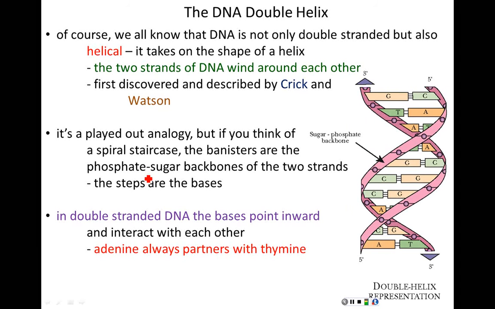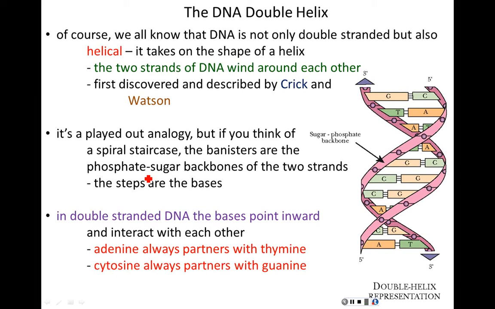Adenine always base pairs with thymine. And yes, in the rare occurrence that RNA is double-stranded, adenine will base pair with uracil, but let's not go there, because we're really not going into that much depth. And cytosine always base pairs with guanine, period.